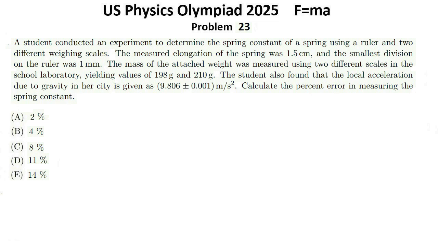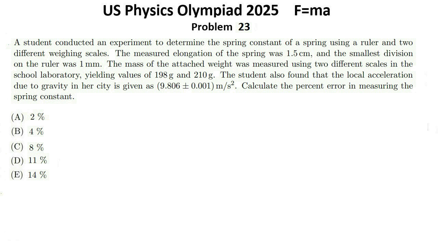Problem 23. The student conducted an experiment to determine the spring constant of a spring using a ruler and two different weighing scales. The measured elongation of the spring was 1.5 centimeters, and the smallest division on the ruler was 1 mm. The mass of the attached weight was measured using two different scales in the school laboratory, yielding values of 198 gram and 210 gram.